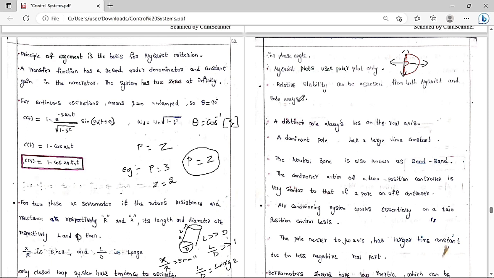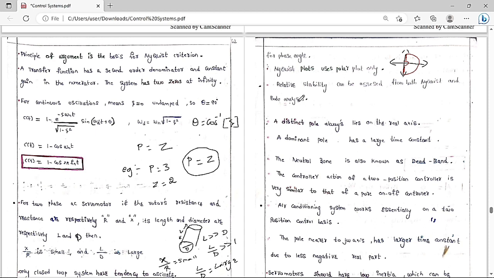Suppose the temperature is exceeding the prescribed temperature, then it should automatically get turned off. Suppose the temperature is lesser than the prescribed temperature, then it should get turned on in order to reach the desired temperature. So we have two positions, on and off.